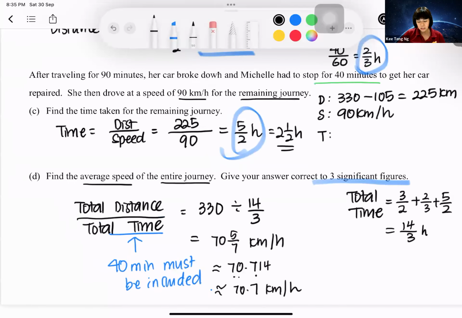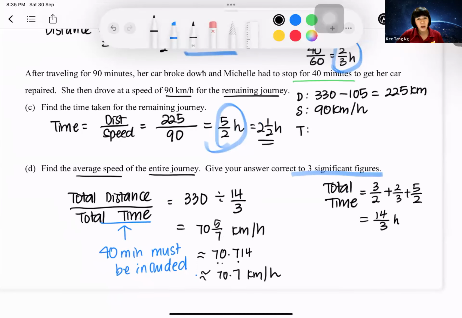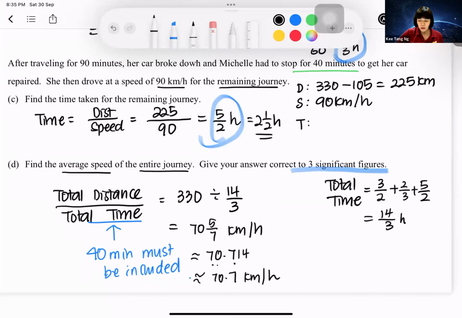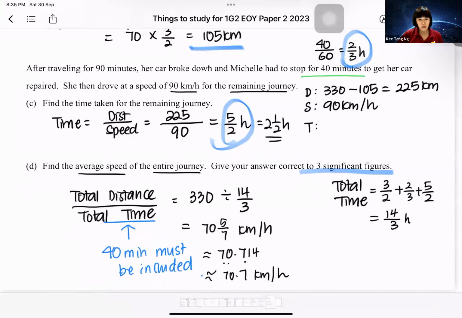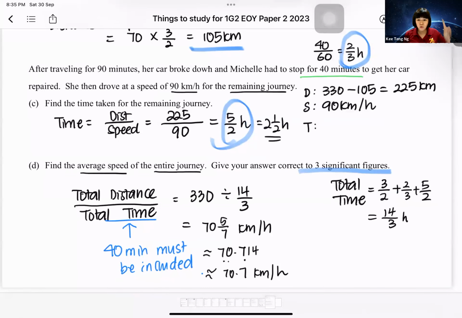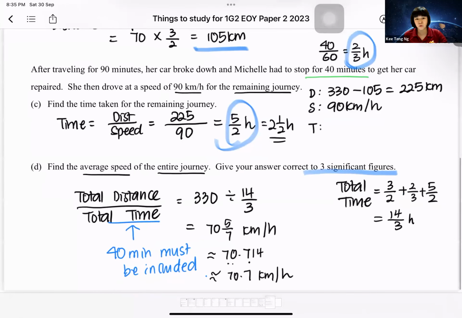Okay, have you gotten the concept? For this part, you must remember to add the time where she repaired her car. Is that okay? Right, with that, I give you a 2-minute break. Then we come back, we do algebra and one more question from 2022. Then we are done for the day. So we go for a quick break, 2 minutes.